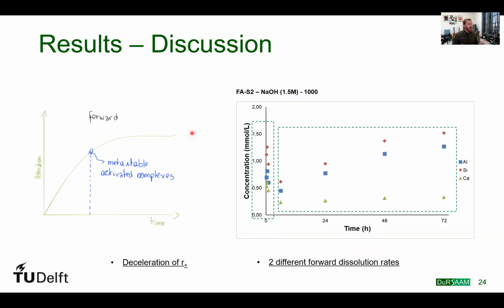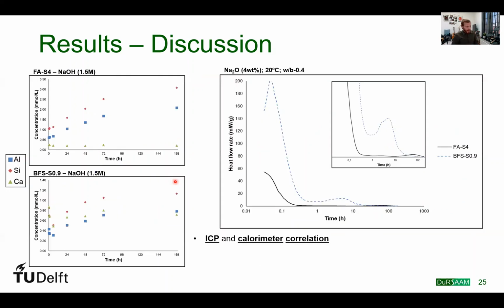But actually, we didn't expect to see this decrease in concentration. We were expecting to see a continuous increase for a longer time. That means that our forward dissolution stage was actually interrupted by formation of some metastable activated complexes, which ends up decelerating, decreasing the dissolution rates, but gives us 2 different dissolution rates. And that can be confirmed by calorimetry tests.